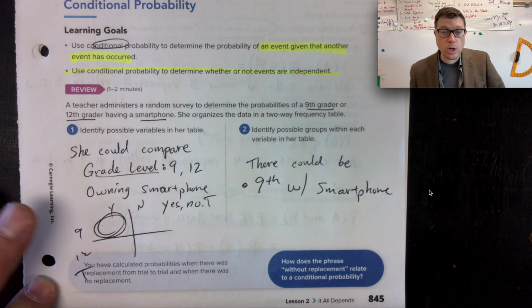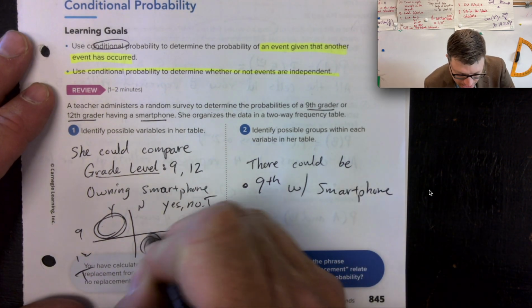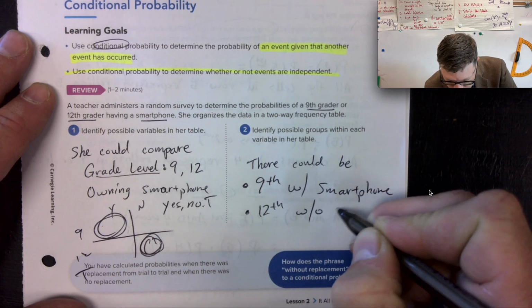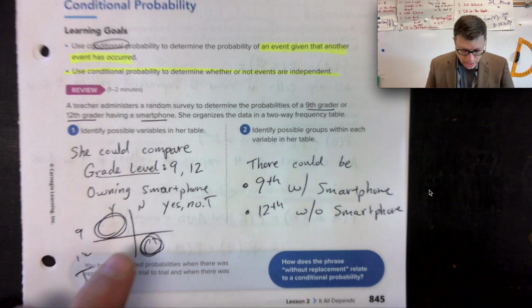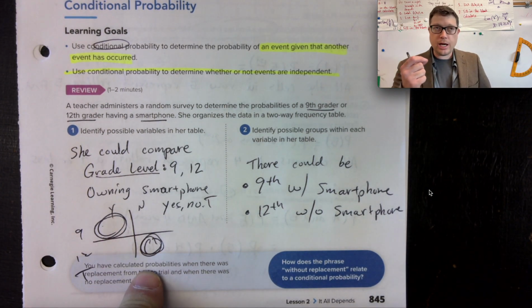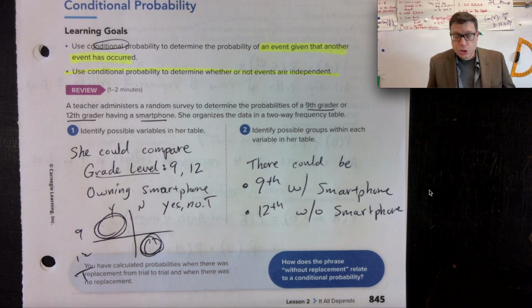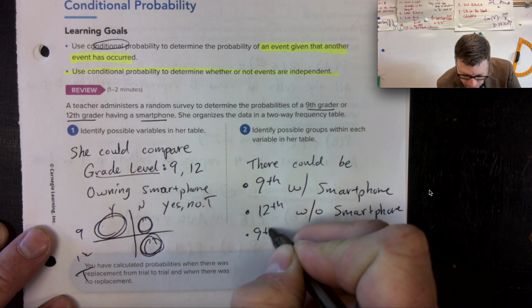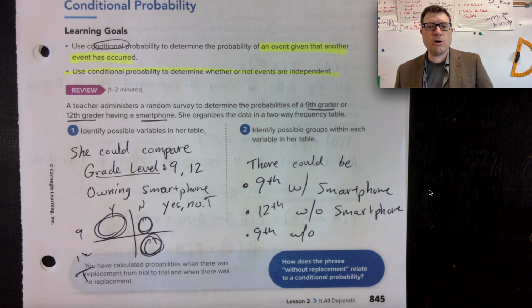So here's a second one. It could be a 12th grader without a phone. Someone that is a 12th grader without a smartphone. Anyone that was in that description would fit into that category. There are 2 more. So I'm just going to pick, 50-50. I'll pick this one. A 9th grader without, and then you can do the last one. There are 4. You should be able to identify all 4 of them.